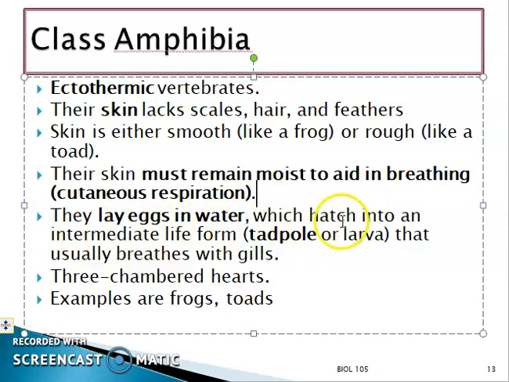They lay eggs in the water, which hatch into intermediate larvae, which are called tadpoles. These tadpoles have to breathe with gills. These organisms have three-chambered hearts. So the heart is advanced in comparison to the fishes, and that is three-chambered. Their examples include frogs, toads, etc.